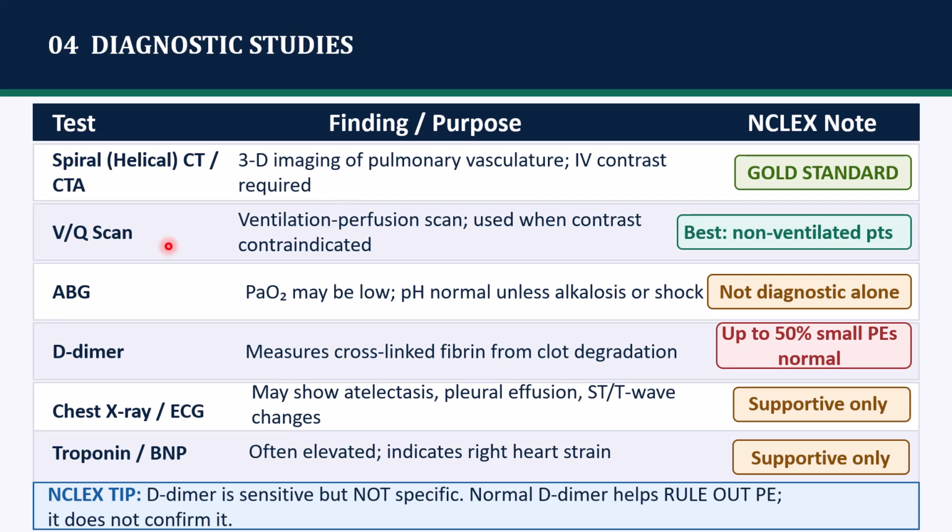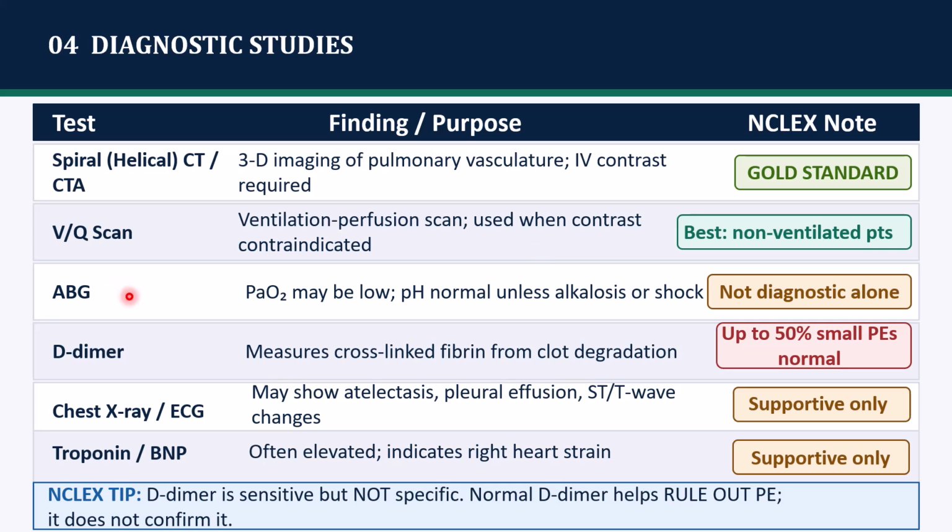If the patient can't receive contrast dye, say they have contrast allergy or renal failure, the alternative is VQ scan. That stands for ventilation perfusion scan. It has two parts. Perfusion scanning, which uses an IV radioisotope to image blood flow through the lungs, and ventilation scanning, which has the patient inhale a radioactive gas to show how air distributes through the lungs. The test is most accurate when both parts are done together. Know this, it's best for non-ventilated cooperative patients.